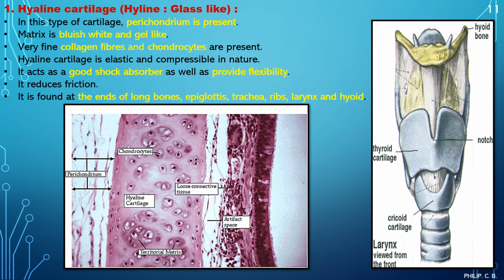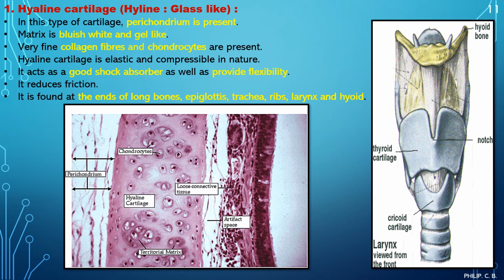Further, the types. First type is hyaline cartilage, where hyaline means glass-like. In this type of cartilage, perichondrium is present. Matrix is bluish white and gel-like. Very fine collagen fibers and chondrocytes are present. Hyaline cartilage is elastic and compressible in nature, means it is flexible. It acts as a good shock absorber as well as provides flexibility. It reduces friction. It is found at the ends of long bones, epiglottis, trachea, ribs, larynx and hyoid, or we can say hyoid apparatus, which connects our tongue region. So these are the places where this hyaline cartilage is present.